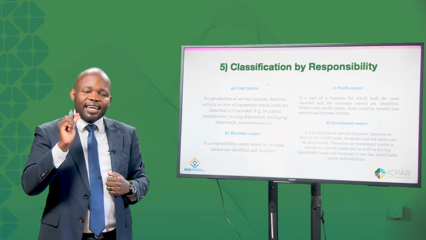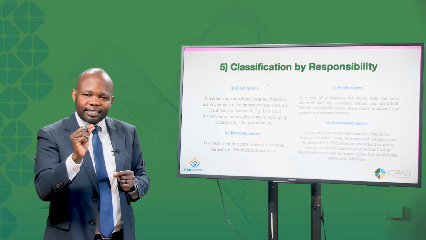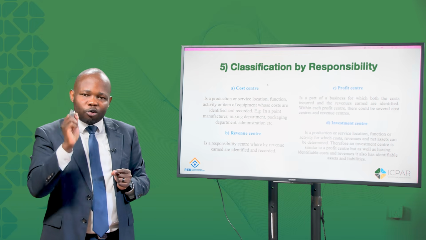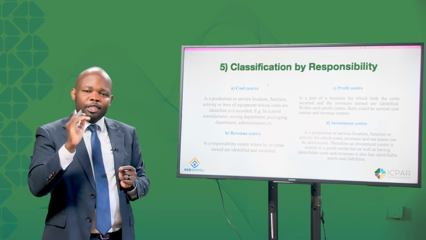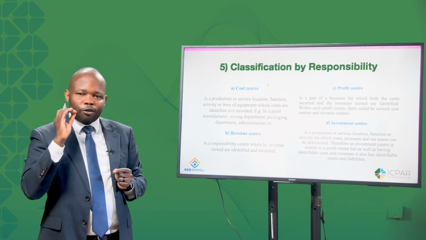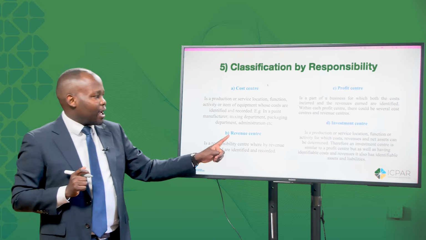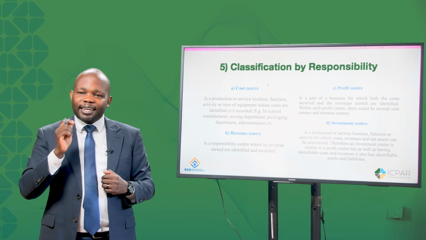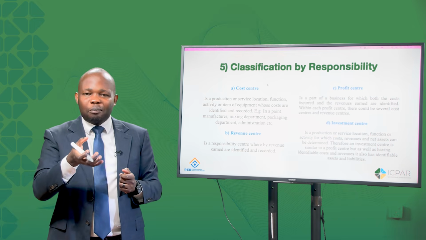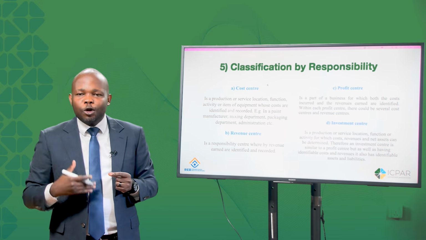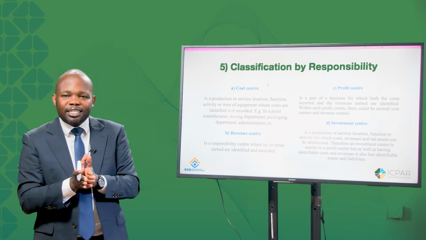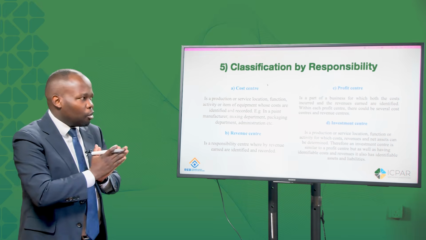A cost center is a department or center where only costs are incurred, where we only spend. The manager is only in charge of expenditure. A revenue center is a center where only income or revenue is earned. We only bring in money. No money is going out. The manager is in charge of income only.